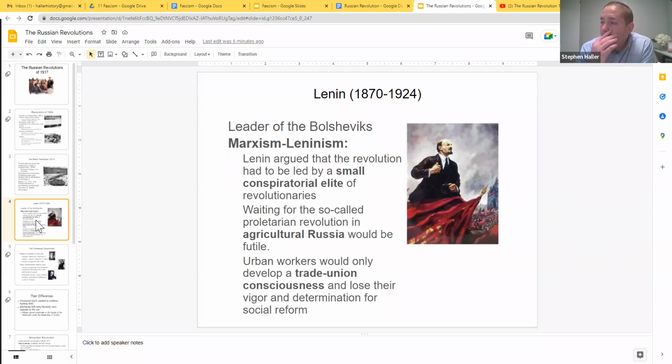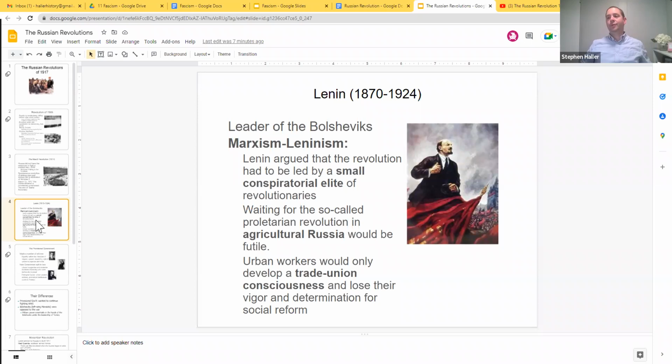So he makes his way back to St. Petersburg or Petrograd, and he starts to argue for a complete overthrow of the Russian Empire, of the Russian government. And his goal here is to implement revolutionary communism, Marxist-Leninist communism is what it's referred to.